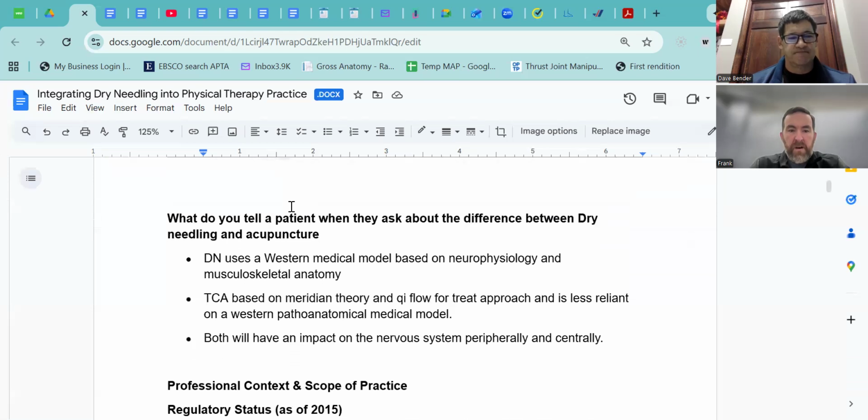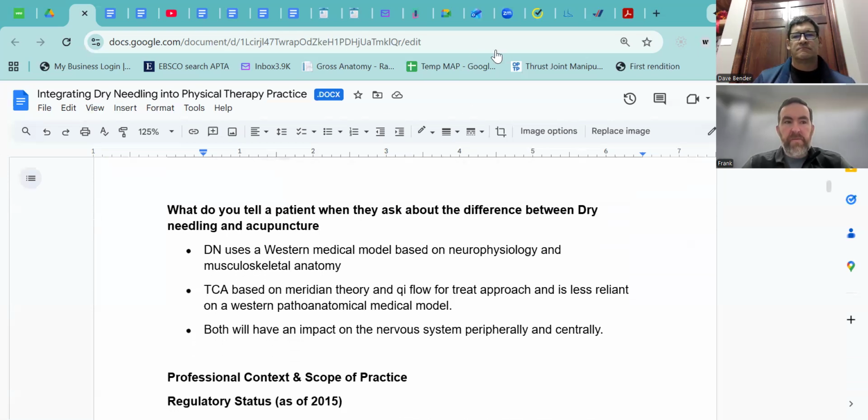So I think it's important to prepare and think about the conversations you're inevitably going to have with patients when you bring up the possibility of dry needling: oh, is that acupuncture? And I think it's good to have a little bit of a vocabulary. As we've been talking about, dry needling uses this Western medical model based on clear musculoskeletal anatomy and neurophysiology. So there are distinct targets where we're going after structures to affect these neurophysiological and mechanical local effects.